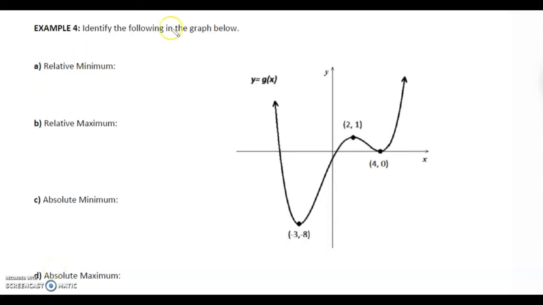Example 4, identify the following from the graph below. Is there a relative minimum? So minimum, this one's going to be a minimum, so (-3, -8). This is also going to be a relative min, (4, 0). Okay, relative maximums, (2, 1).